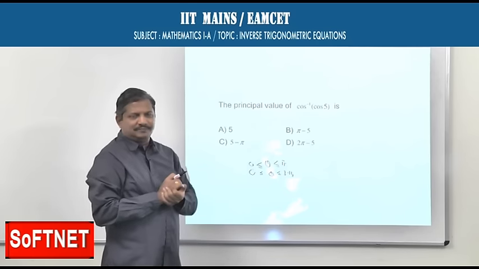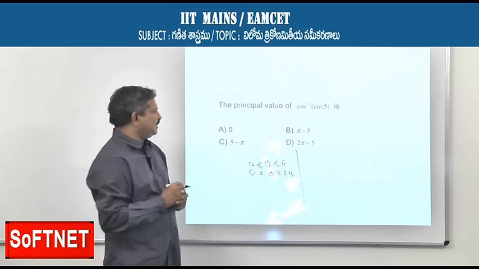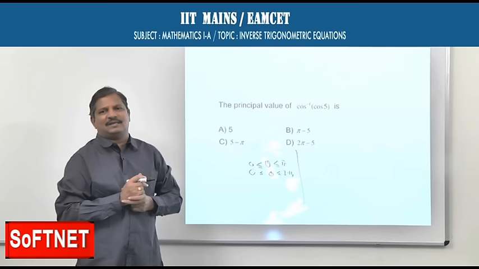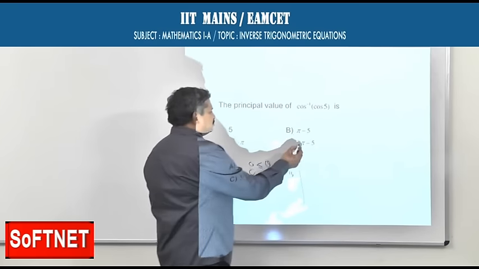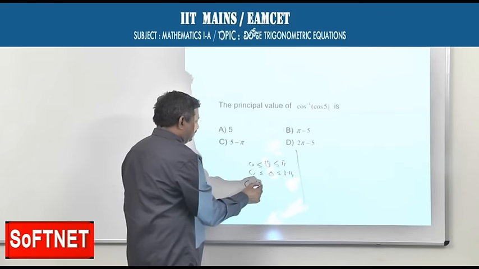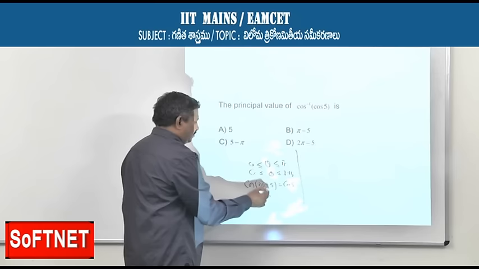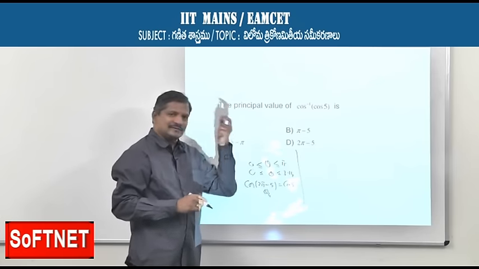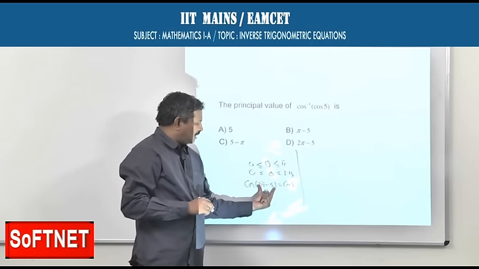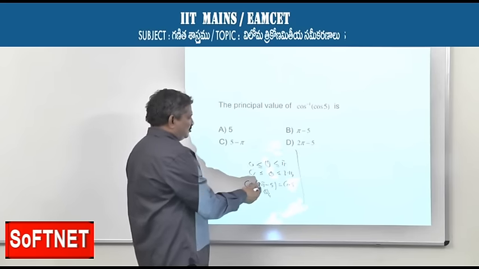So what to do? By observing the answers only, you can easily guess: pi minus 5, pi minus 5, 2 pi minus 5. Pi minus 5: cos of pi minus 5 is minus cos 5, may not be correct. Cos of 2 pi minus 5 is cos 5, because it should be equal also. Cos of 2 pi minus 5, I know that it is cos 5, because it is in the fourth quadrant. Since it is in the fourth quadrant, cos 2π minus 5 is cos 5, so this can come. But we need to see whether this value lies in the principal value or not. Because I know cos 2π minus 5 is cos 5, but whether it lies in the principal value or not, wait to see.